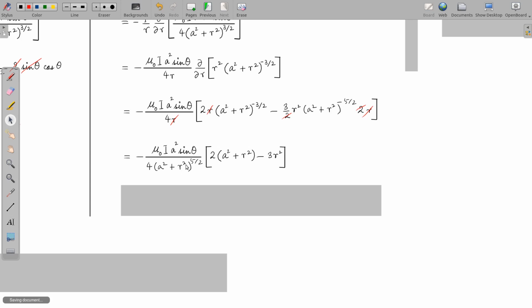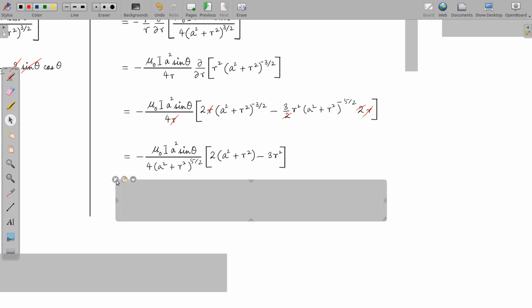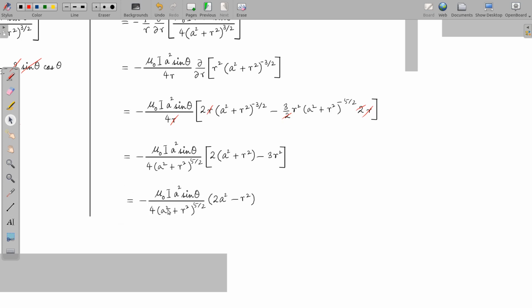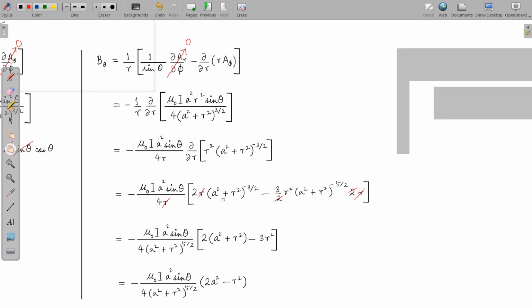Then we will get this quantity. So we have this. So now what have we done here is, I have taken a square plus r square to the power minus 5 by 2 common outside. So when I do that, this is going to become simply a square plus r square, and here in the denominator we have a square plus r square to the power 5 by 2. Yes, everything is same. So we have 2a square plus, open this up, 2a square plus 2r square minus 3r square, plus 2r square minus 3r square is going to give us a minus r square. So this gives us this quantity. Okay, so this is the polar component of the magnetic field.